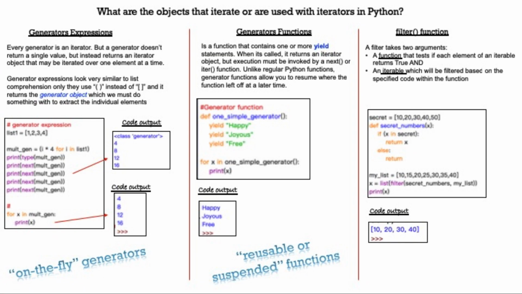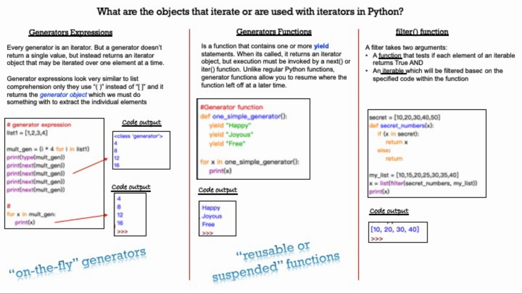On this slide, we'll look at 3 other iterators. We'll look at generator expressions, generator functions, and filter functions. Now, I should tell you that we'll have a whole class on generators themselves because they're that important. But here, let's take a peek at the generator expression.